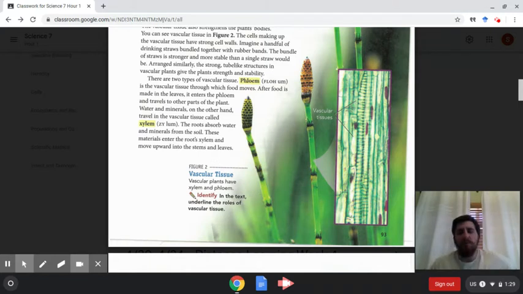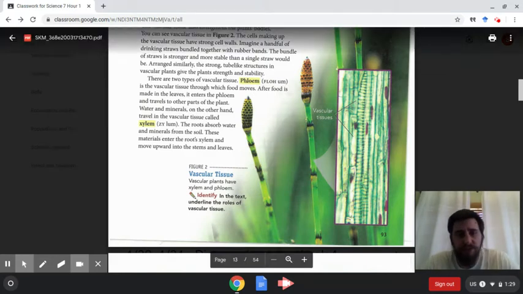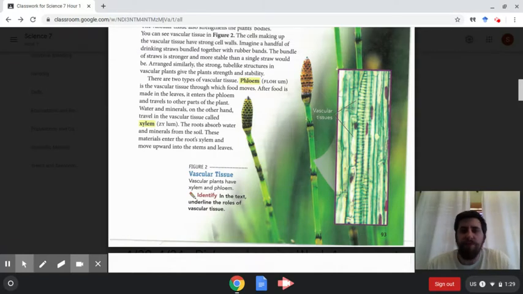So that's, of course, the plant doesn't go and get food. It makes its own food. But then when they make food, wherever they make it, it can transport it all throughout the plant, from the leaves to the roots, throughout the stem in the phloem. Water and minerals, on the other hand, travel in the vascular tissue called xylem. So phloem, food, xylem is water and minerals. Okay, the roots absorb water and minerals from the soil. These materials enter the roots' xylem and move upward into the stems and leaves.